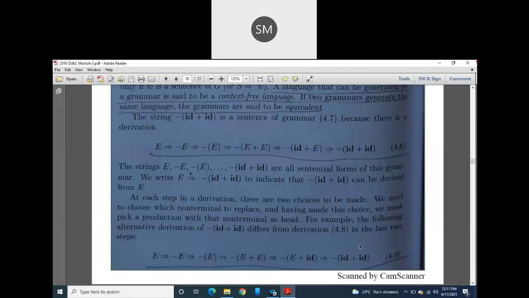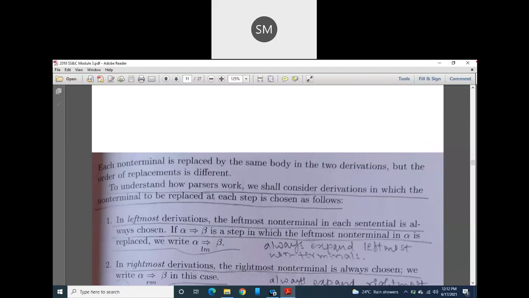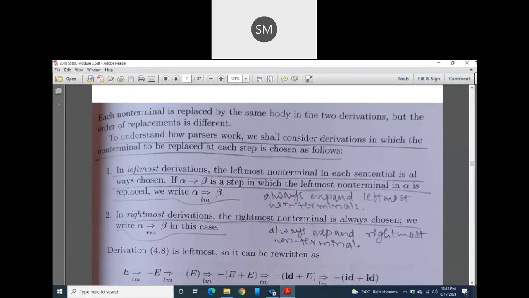Then what is the result here? Here also you are getting minus (id plus id), the same string you got from the previous derivation. So both equations 4.8 and 4.9 give you the same string. The only difference is that here you applied leftmost derivation and here you applied rightmost derivation. If two grammars give you the same string, then it is called an equivalent grammar.